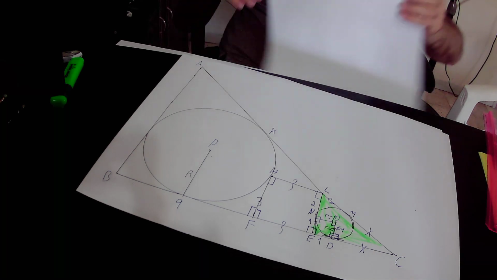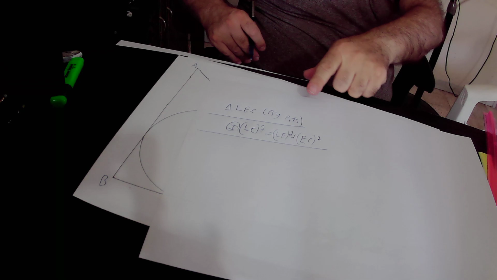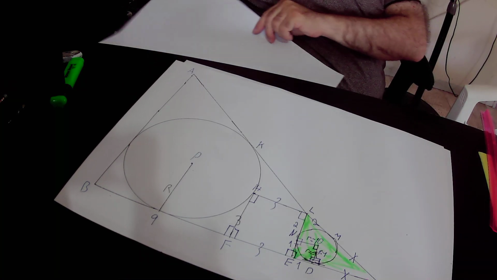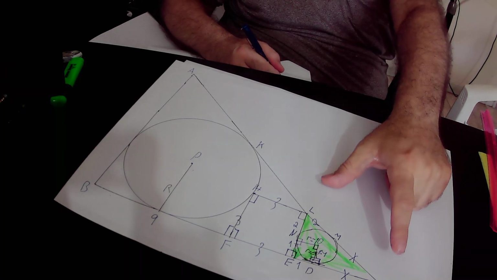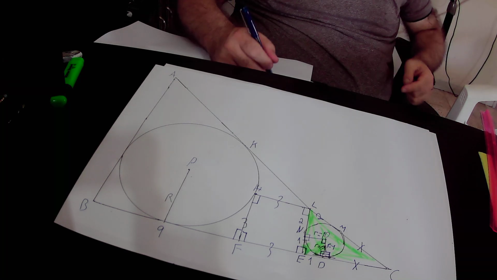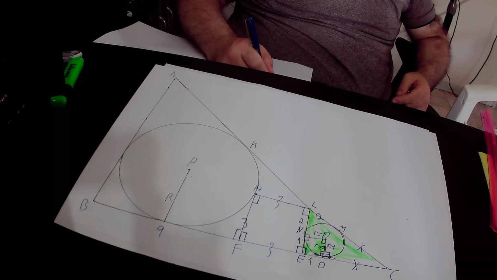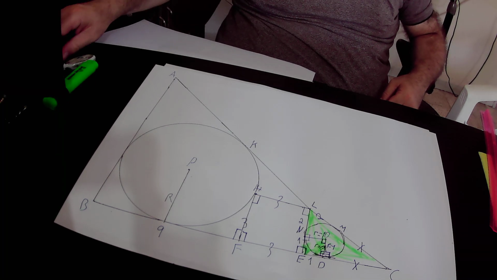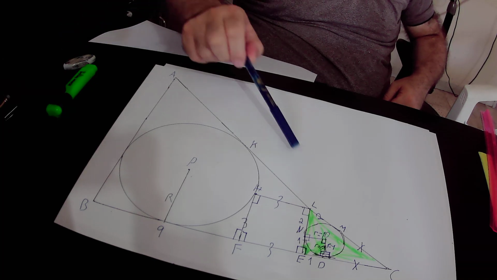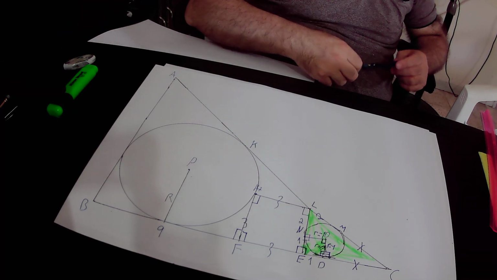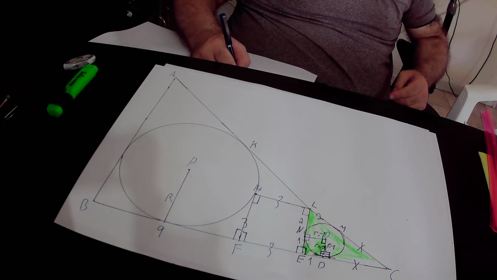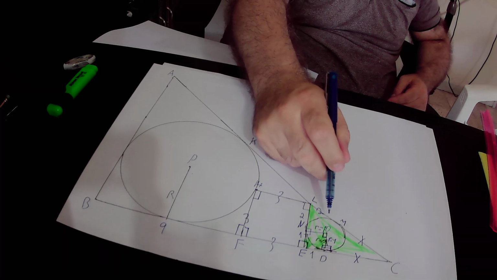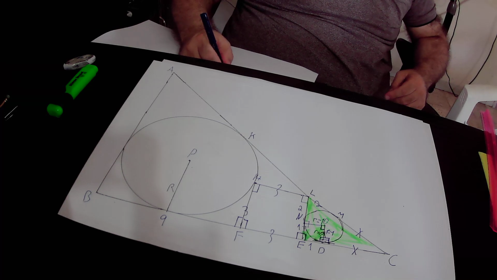I'll repeat again. In the right triangle LEC, according to the Pythagoras theorem, LC square equals LE square plus EC square. Okay? So here, the hypotenuse LC is equal to 2 plus x, therefore LC square equals (2 plus x) square. And it is equal to LE square. LE equals 2 plus 1, that is 3. Therefore, LE square is 3 squared, that is 9, plus EC square. EC is easy to see: it is equal to 1 plus x. Therefore, EC square equals (1 plus x) square.